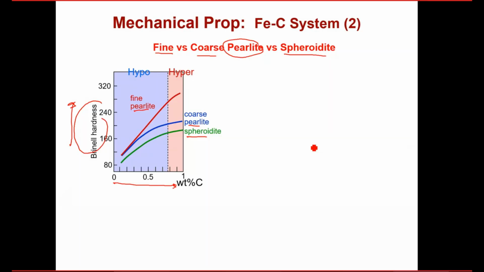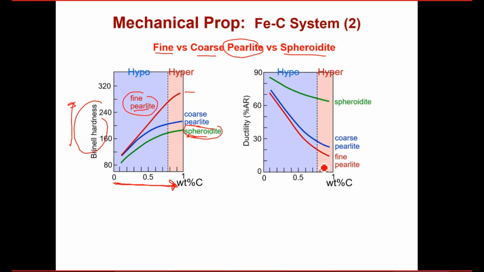Now we are comparing fine versus coarse perlite and spheroidite. So with increase in percentage carbon, Brinell hardness is increasing for all the three: fine perlite, coarse perlite, and spheroidite. But if you compare the three, you would see fine perlite would have the highest hardness and spheroidite would have the lowest hardness. And ductility, with increase in weight percent of carbon, spheroidite would have the highest ductility, coarse perlite would have less, and fine perlite would have the least.